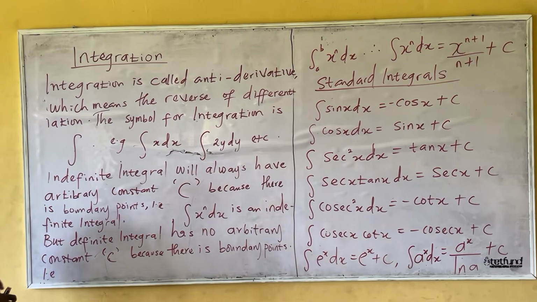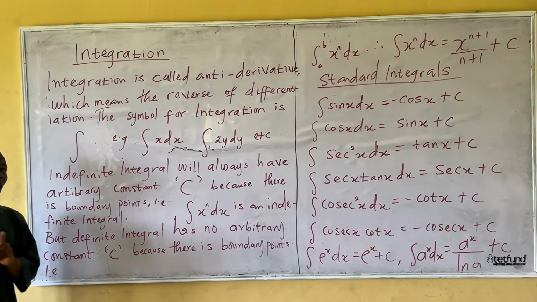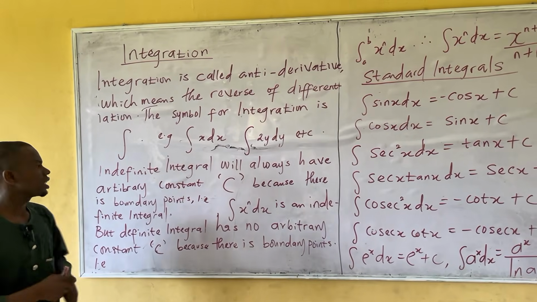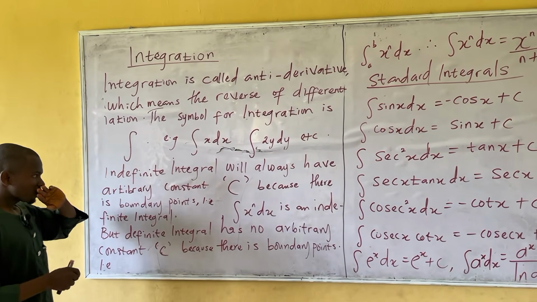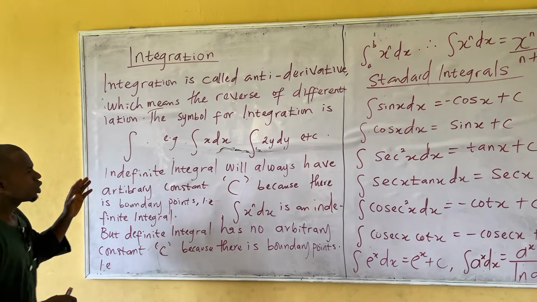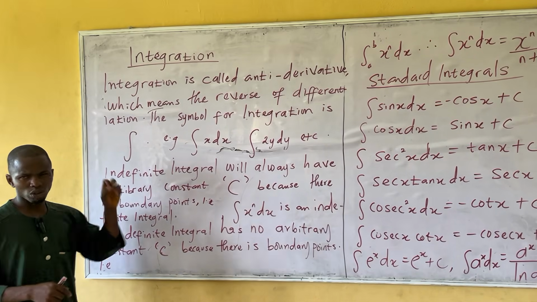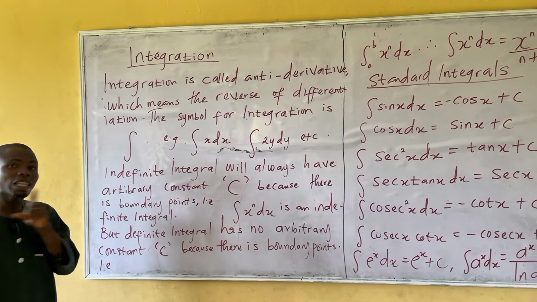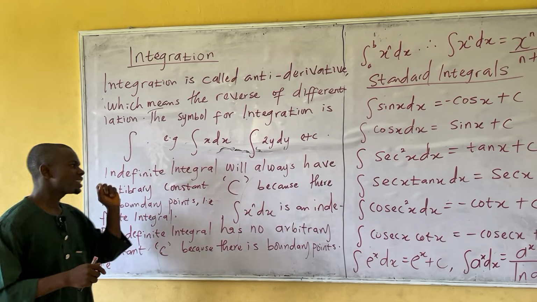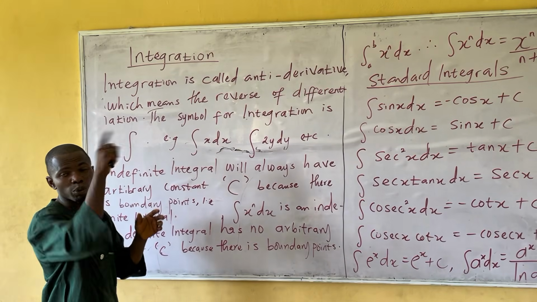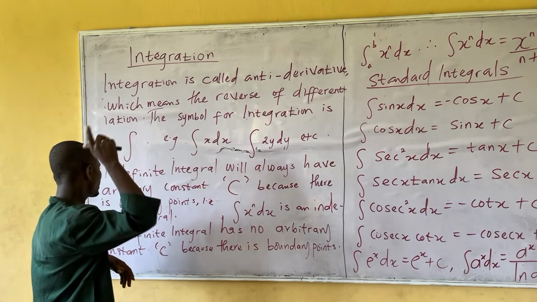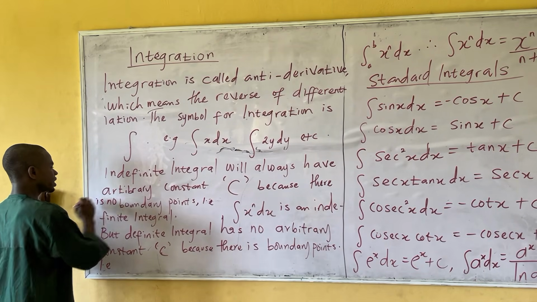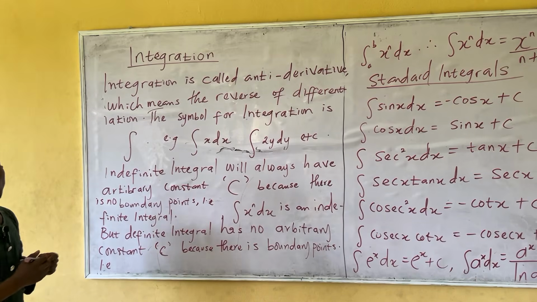Now, let me talk about definite and indefinite integrals, because basically we have two types of integral: definite and indefinite. Indefinite integral will always have an arbitrary constant C. For an indefinite integral, there must be plus C in your final answer, because there are no boundary points.